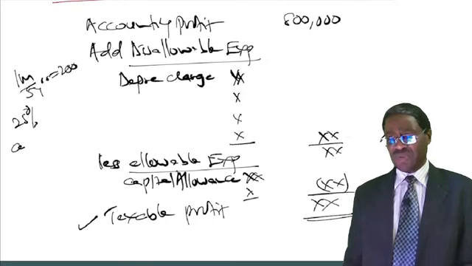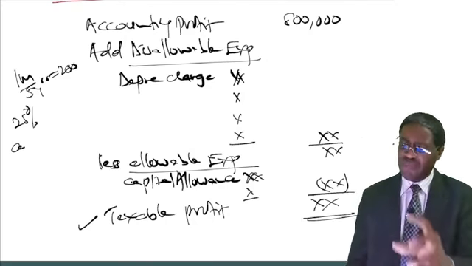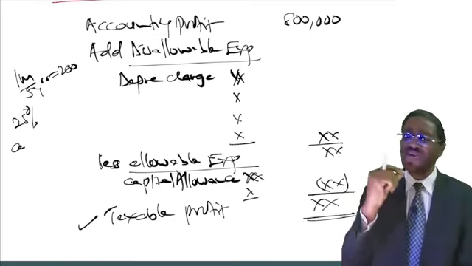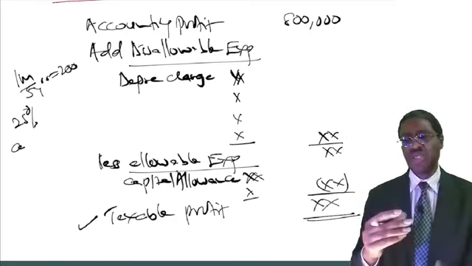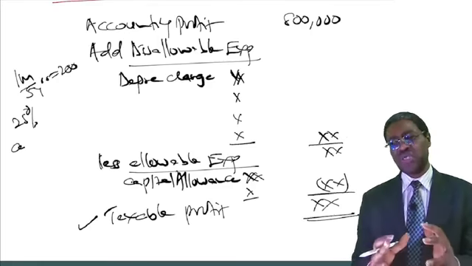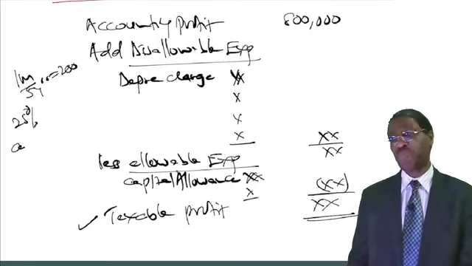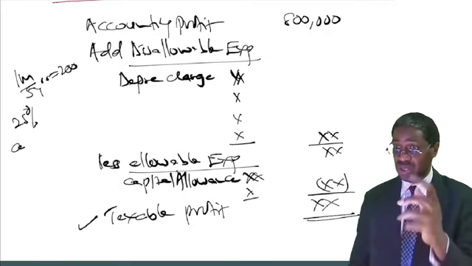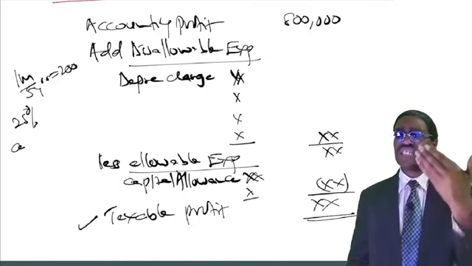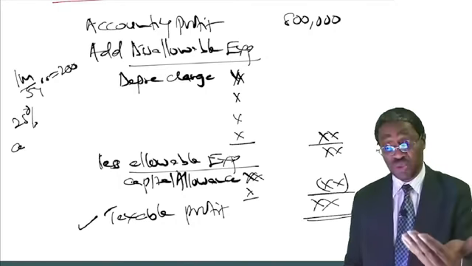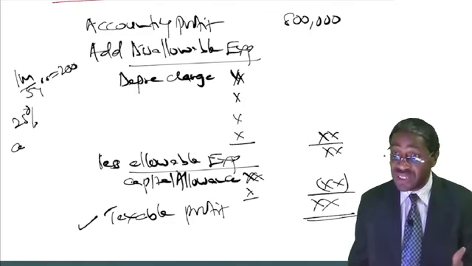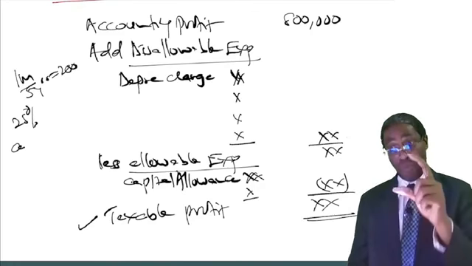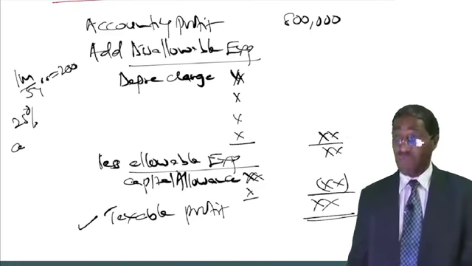Another example. You as a businessman, whenever you anticipate to make a loss, the rules of accounting say you provide for that loss. In other words, you make a provision. For example, when you anticipate that some of your debtors are likely not to pay you, it is prudent that you as a business make a provision for bad debts.